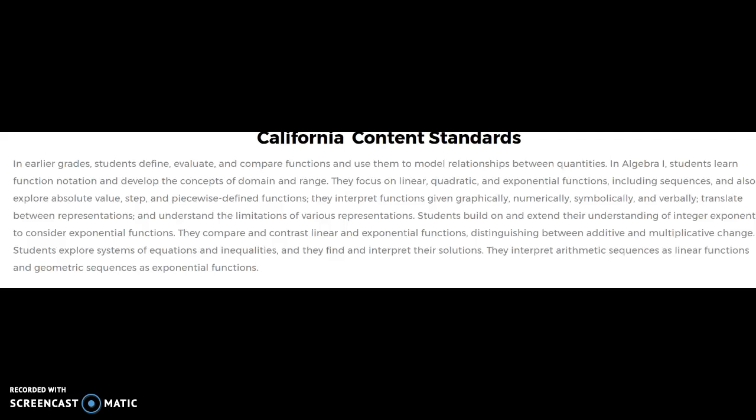Students build on and extend their understanding of integer exponents to consider exponential functions. They compare and contrast linear and exponential functions, distinguishing between additive and multiplicative change. Students explore systems of equations and inequalities and find and interpret their solutions. They interpret arithmetic sequences as linear functions and geometric sequences as exponential functions.